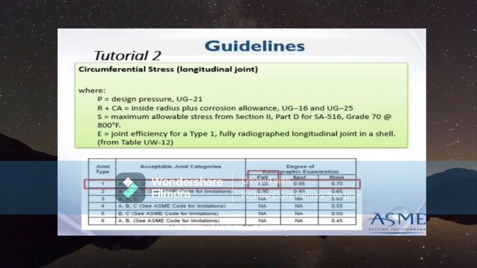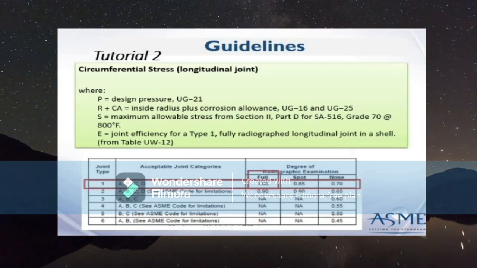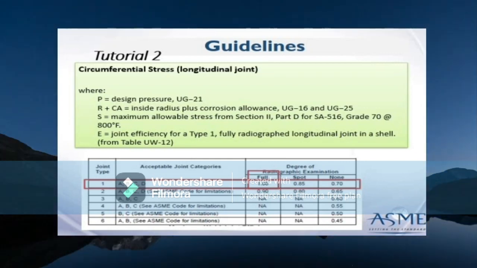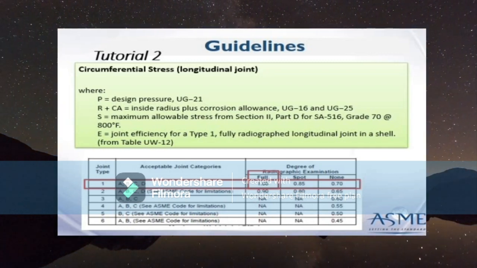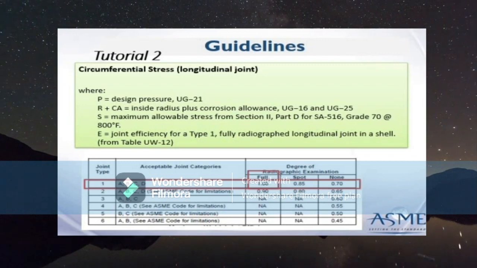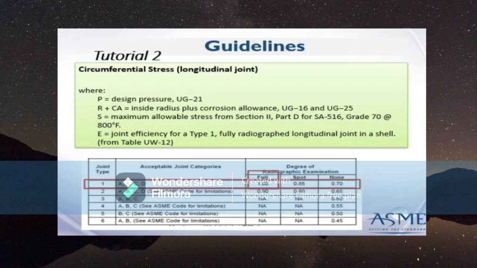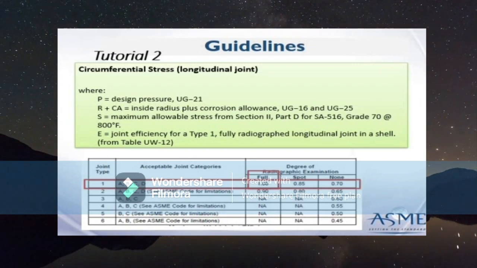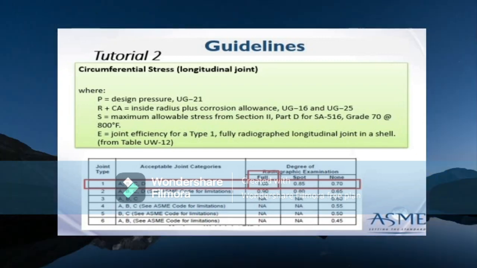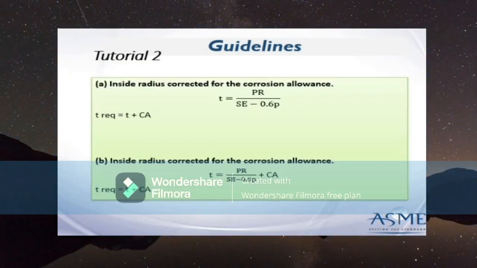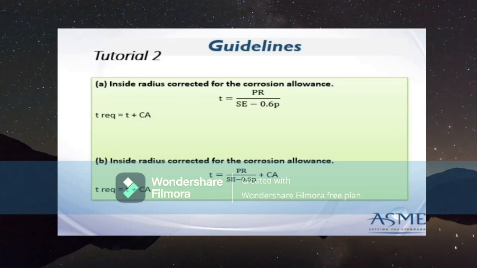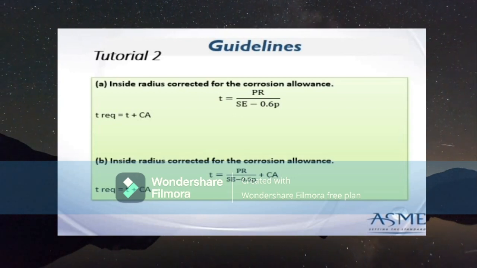Table UW-12 states that the joint efficiency for a fully radiographed Type 1 butt joint is 1.0. P is less than 0.385 SE and t is less than or equal to R/2. Circumferential stress, longitudinal joint. P is design pressure, UG-21. R plus CA equals inside radius plus corrosion allowance, UG-16 and UG-25. S equals maximum allowable stress from Section 2, Part D for SA-516 grade 70 at 800 degrees Fahrenheit. E equals joint efficiency for a Type 1, fully radiographed longitudinal joint in a shell, from Table UW-12.